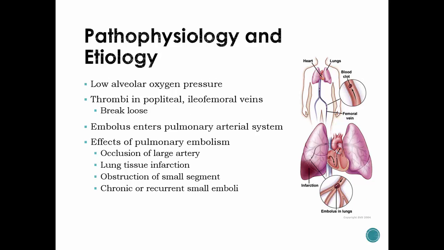So looking at the pathophysiology, thrombi that only affect deep veins in the calf can travel to the pulmonary circulation. In a pulmonary embolism, you will have low alveolar oxygen pressure. The thrombi in popliteal and iliofemoral veins can break loose and become an embolus.